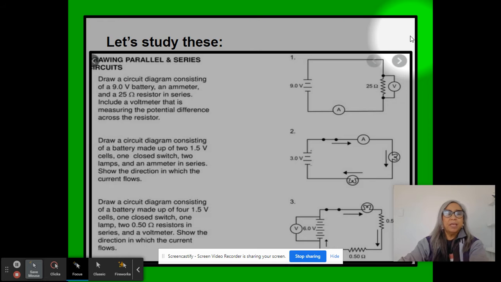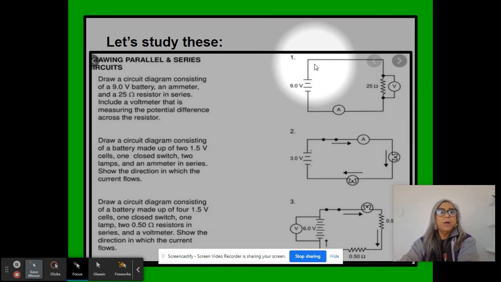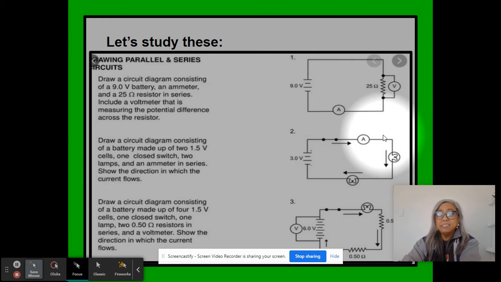Okay, so here, if you're asked to draw a circuit diagram consisting of a 9-volt battery, an ammeter, and a 25, what's the symbol again? This is the ohm resistor in series. Include a voltmeter that is measuring the potential difference across the resistor. So definitely this is how you would start: series. And then you have all the components one after the other. So it's easy to draw it.